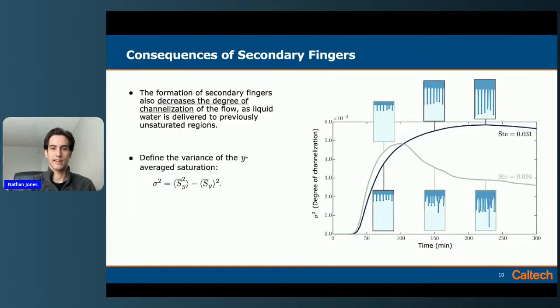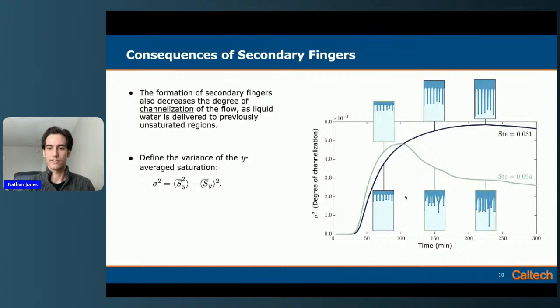And so to quantify the reducing channelization effect of the secondary fingers, here I'm just plotting the variance of saturation for 2 example simulations. Again, Stefan number is just related to the ice temperature, so a higher Stefan number would be a colder initial simulation. So here you can see with this darker curve, this lower Stefan number, this doesn't form secondary fingers. These initial channels just keep propagating downwards. It's very similar to the classical case of water over glass beads.